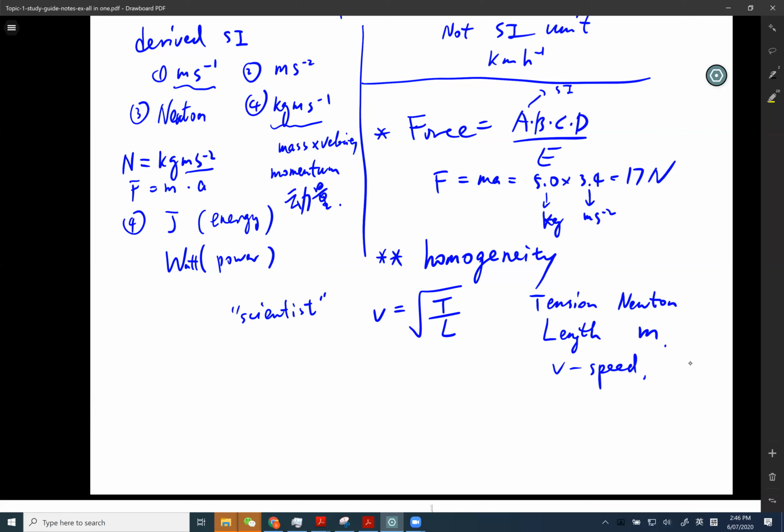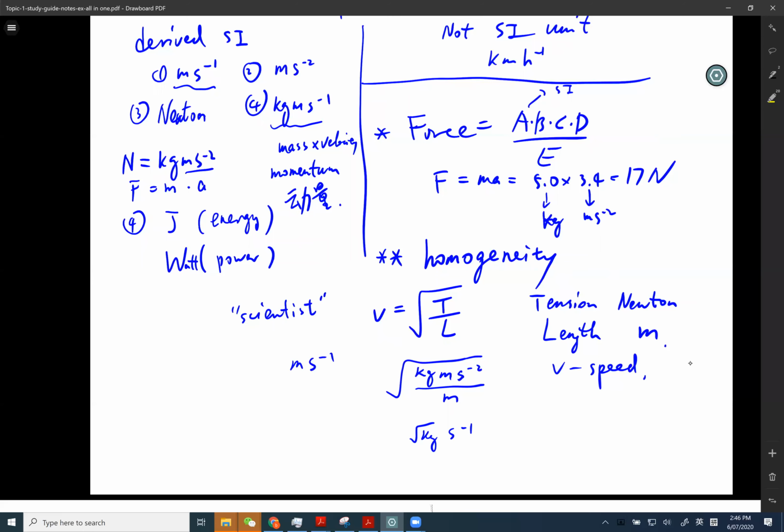For example, on the left, the unit is meter per second. On the right, it's Newton, and Newton is kg meter per second squared over m. If you square root it, you get root kg. The unit is not the same, which means the formula is wrong. That's the idea of homogeneity: any correct formula has the same unit on both sides.